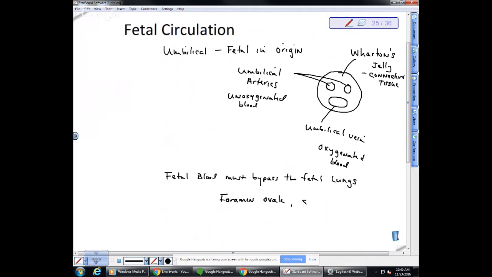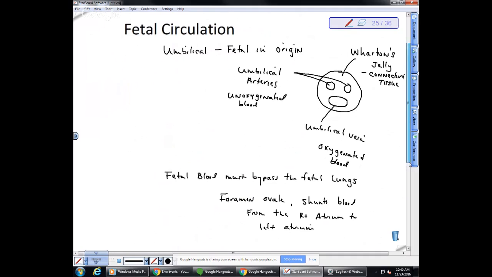Okay. So this shunts blood from the right atrium to the left atrium, and you bypass the pulmonary circuit.